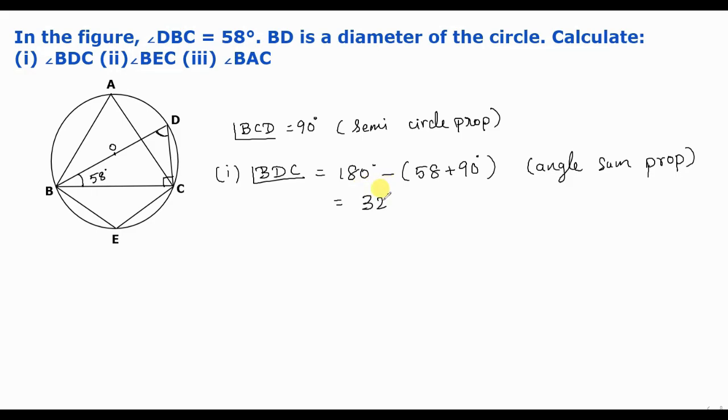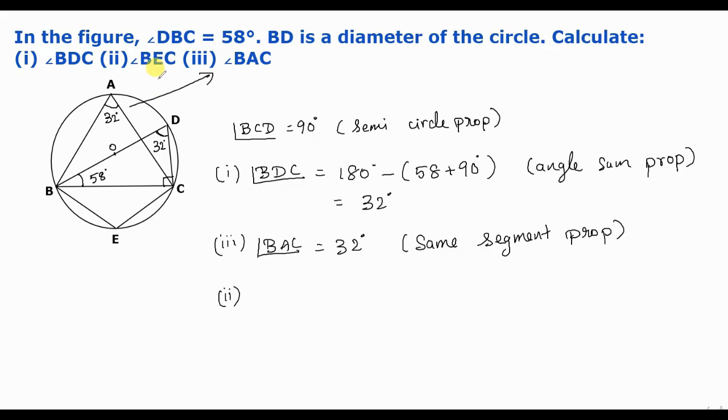If you observe, angle D and angle A are both in the same segment, so we can directly write that angle A is also 32. This is your third question's answer. So angle BAC is equal to 32. It's called the same segment property.